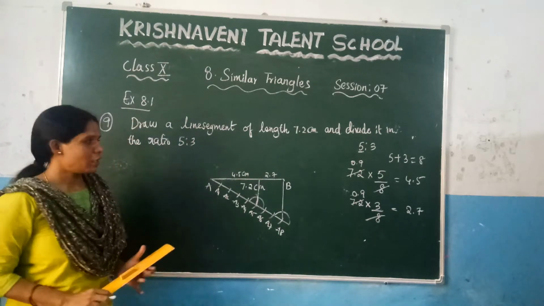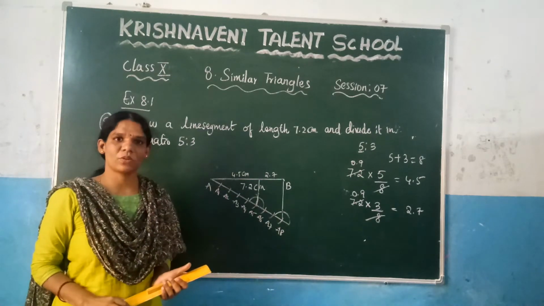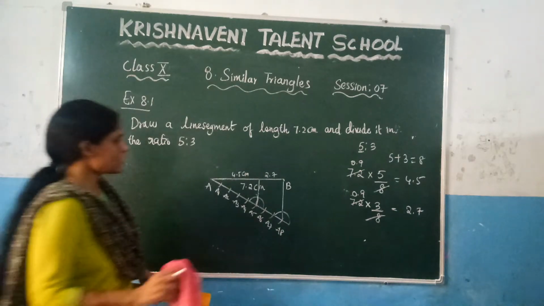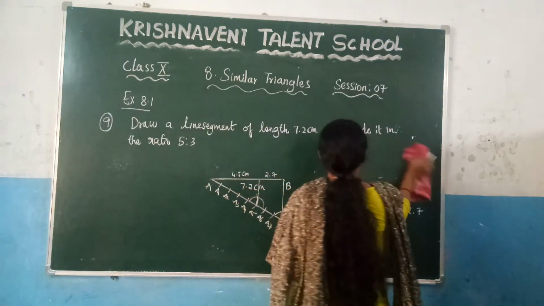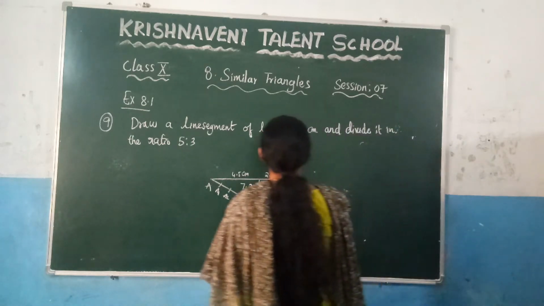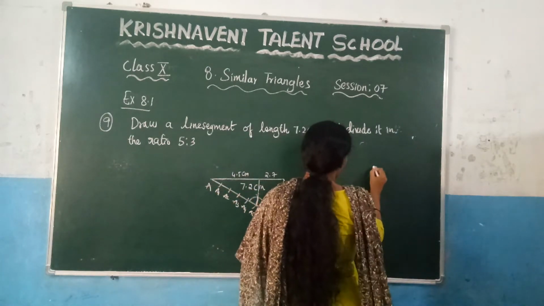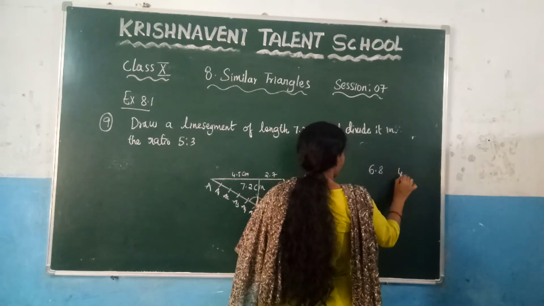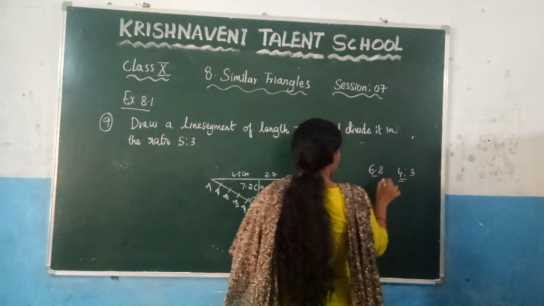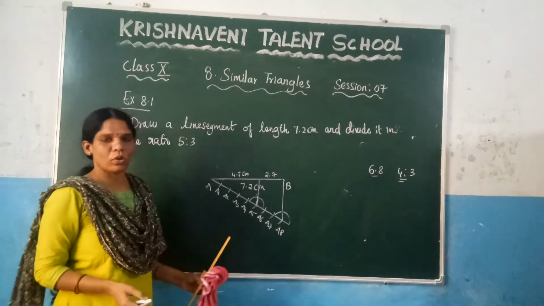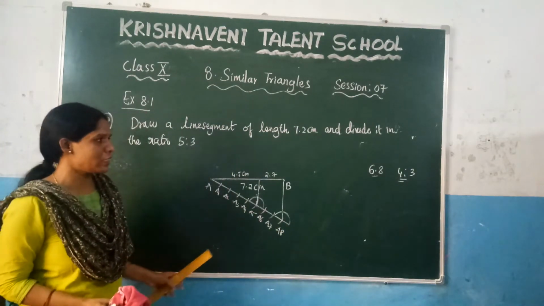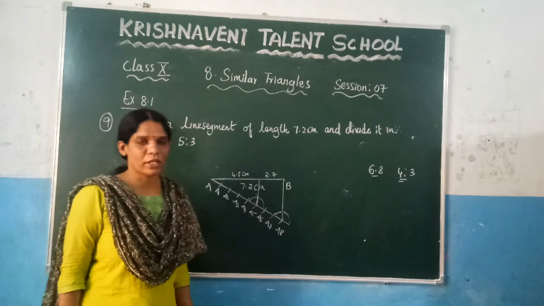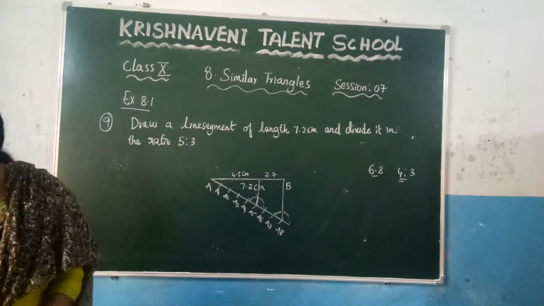You can take different line segments and draw them. This exercise is completed. Do your homework: draw a line segment of length 6.8 divided in the ratio of 4:3. Right? You can take your own length of line segment and your own ratio, and practice this one. This is a very important problem. Now see the next exercise.